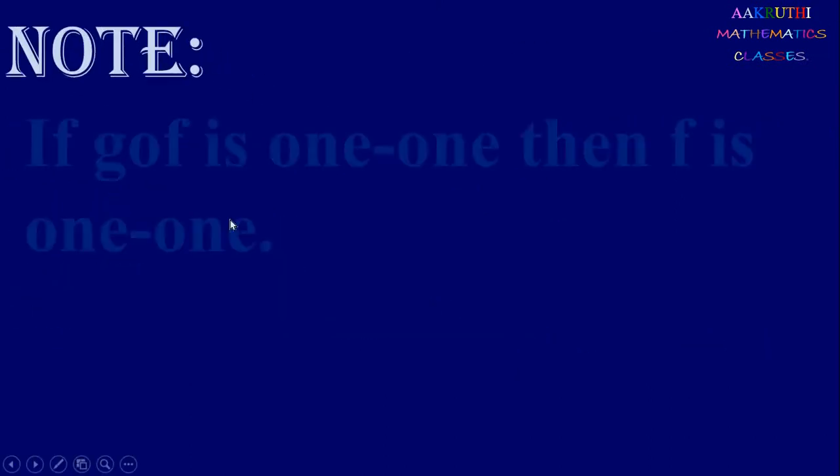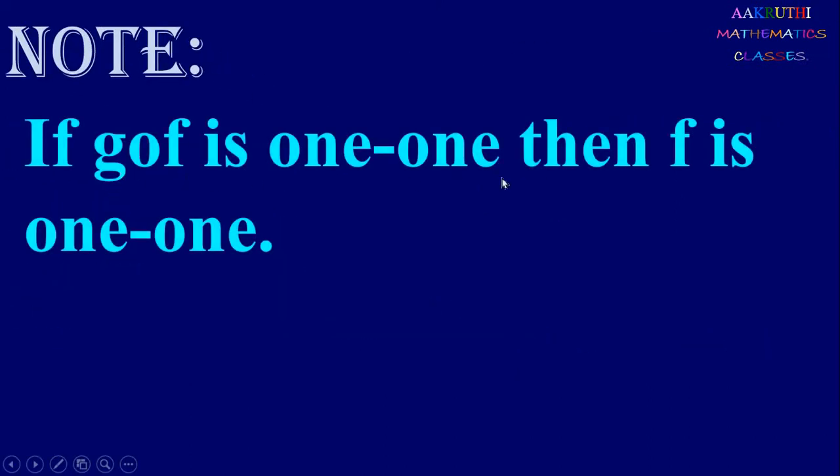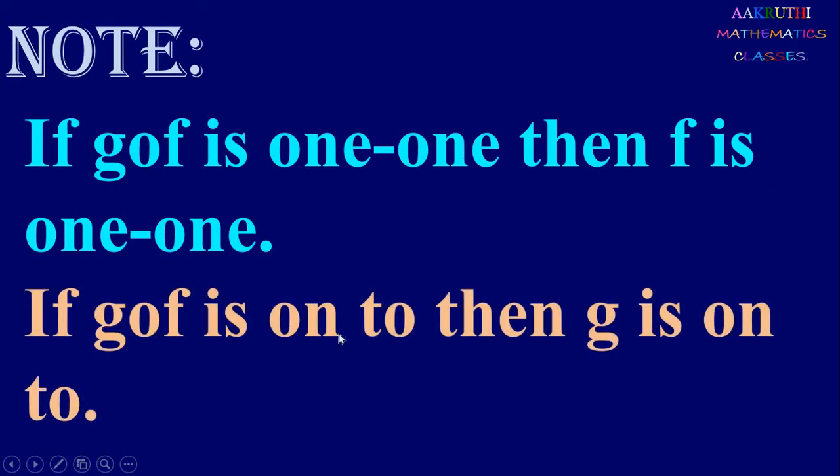So next one, note. If g composite f is 1-1, then f is 1-1. If g composite f is onto, then g is onto. F may not be onto.